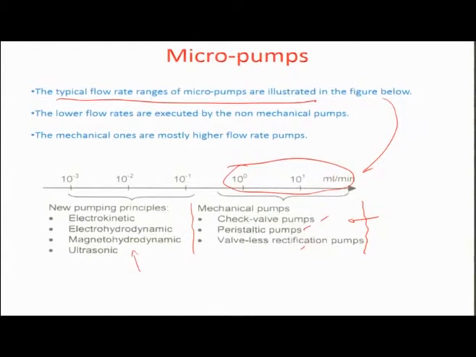And when we talk about these other so-called non-mechanical forms of energy being applied, like electrokinetic pump or electrohydrodynamic pump or magneto-hydrodynamic pump or ultrasonic pump, they fall in a much lower flow range category, between 0.001 to 0.1 milliliter per minute. So, it is about a tenth of the minimum flow rates that can be obtained through mechanical systems.